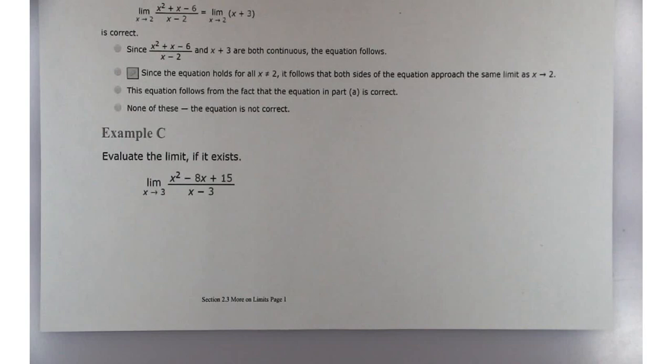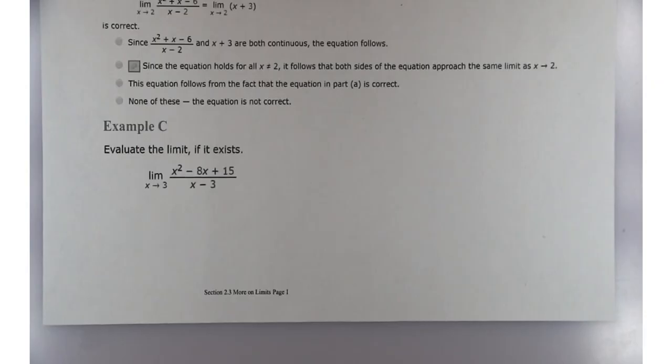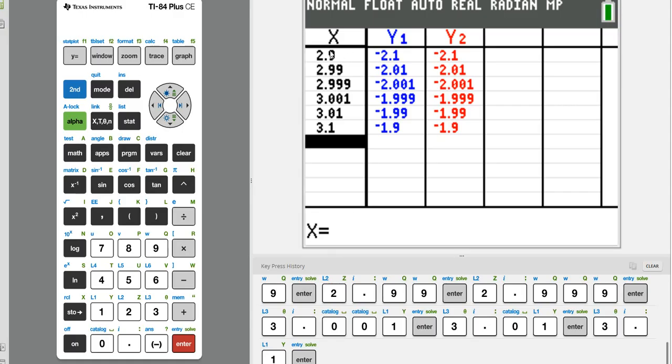So in calculating these limits, we can look at several things. We can look at the graph. We can look at a table. Now our table, as we approach from the left and we approach from the right towards our limit of x equals 3, our table is going to -2.